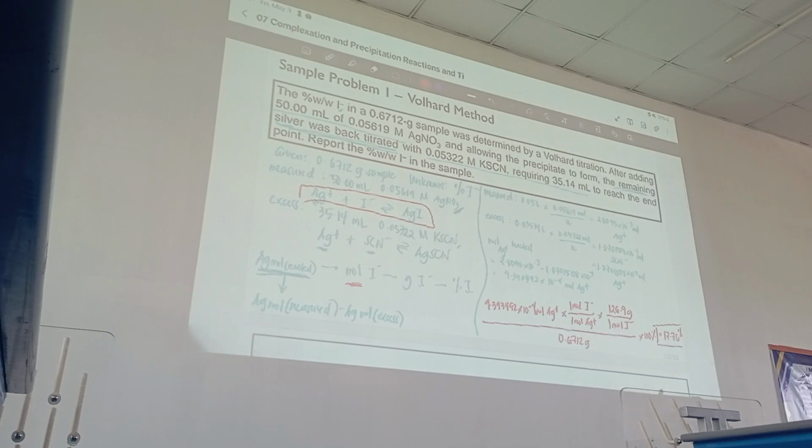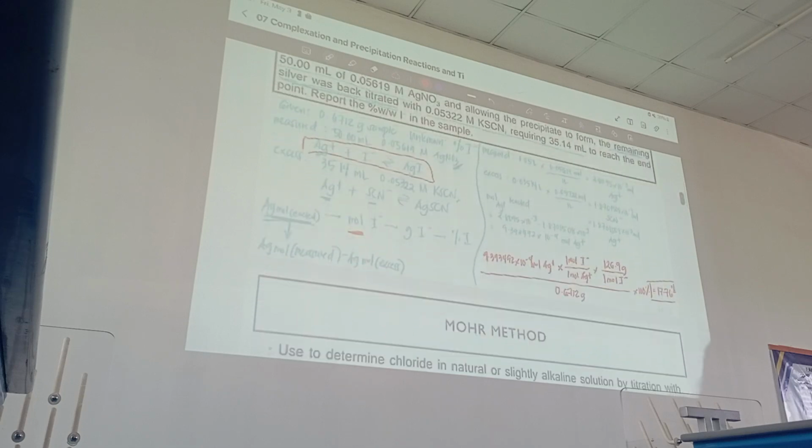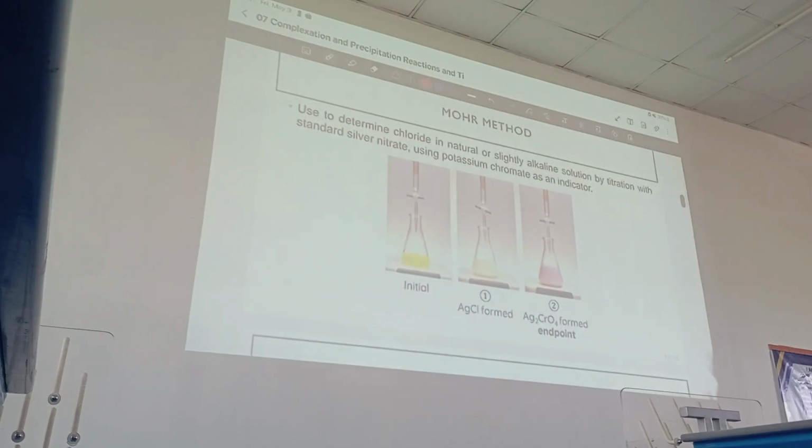Question. Dapat question, atin yung mga numbers. Okay na? Okay. Kung na-equal word method, let's proceed to the second method. We have Mohr method.